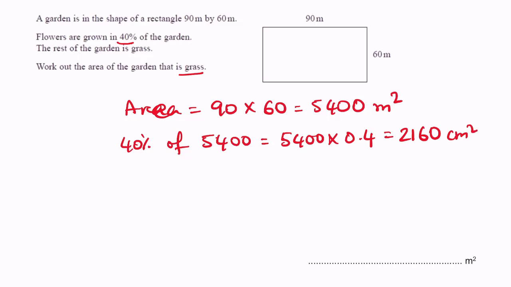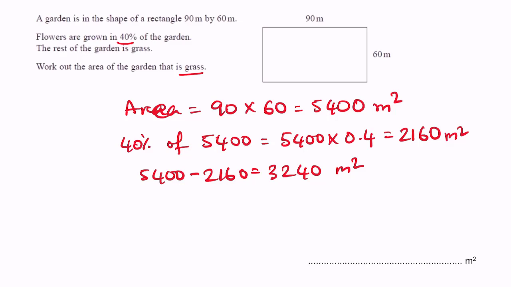And all you have to do is 5,400 take away 2,160, which is 3,240 meters squared.